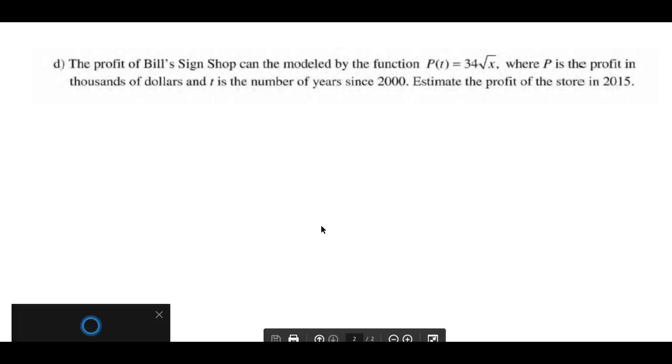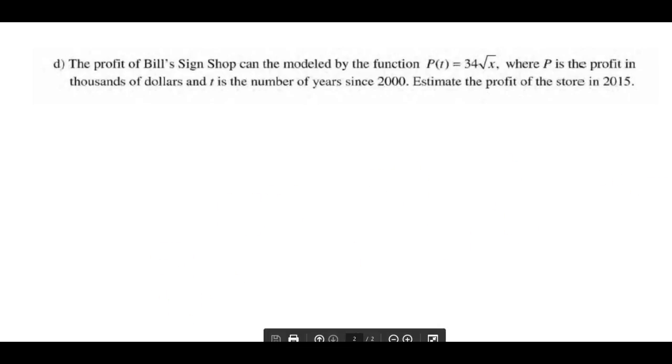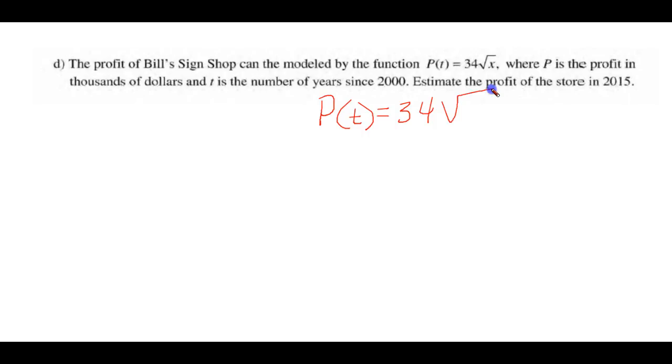Okay. Now our last example, what they're looking for here is, maybe I've hit the wrong button there. Anyway, this is our function. P of t is such that 34 the square root of x. So we're saying our sign company, its profits can be modeled after this function.